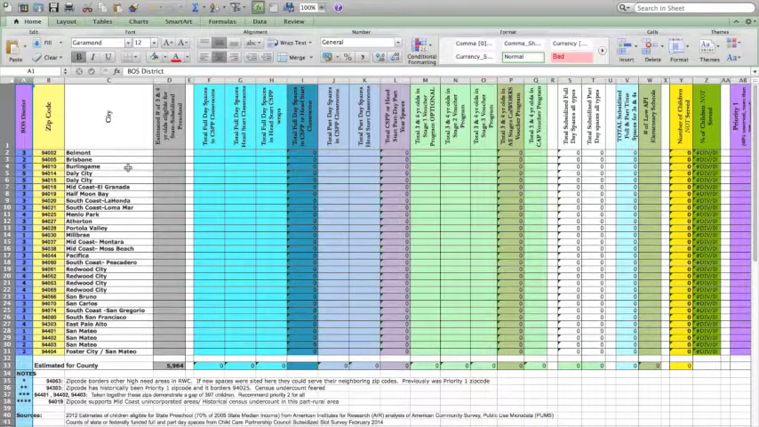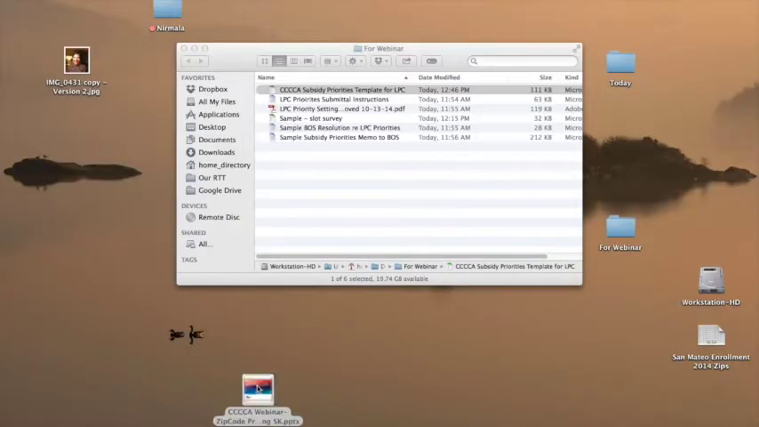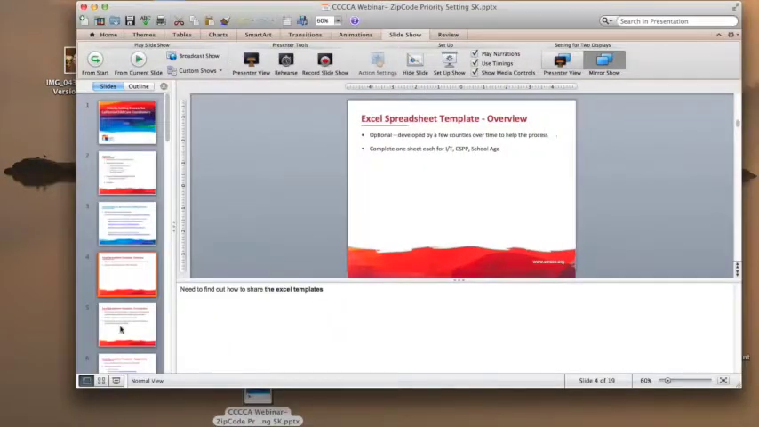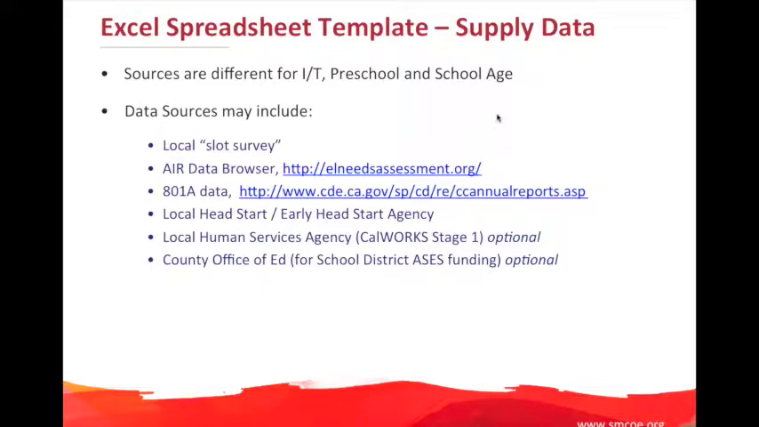So that's the community pieces, and then we're going to leave it for a second and just take a look at the demand side, or the supply side rather. Sorry. So the supply data: how do you know how many spaces for these age groups you have? There's a couple of ways to look for it.